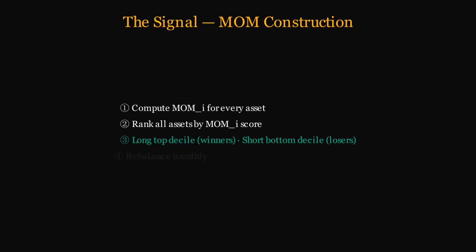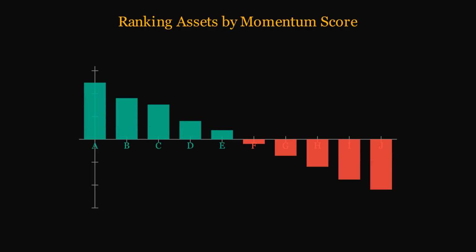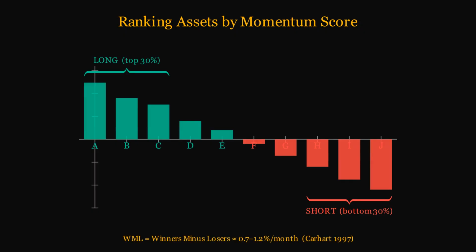Implementation: compute the score for every asset, rank them all, go long the top decile, the winners, short the bottom decile, the losers, and rebalance monthly. Here are 10 assets ranked by their trailing 12-month return. Green bars are positive momentum, these are the winners. Red bars are the losers. We go long the top 3 assets A, B, and C, and short the bottom 3, H through J. The Carhart WML factor captures this spread, 0.7 to 1.2% per month in the original US data before transaction costs.